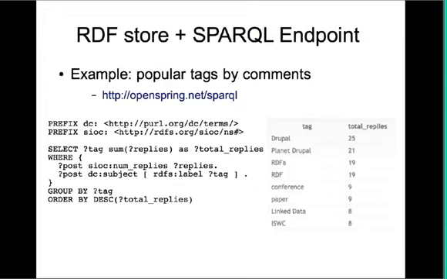So here is an example of a SPARQL query that you can run. This is a query to get a list of tags ordered by popularity, in a sense, or by comments. So it shows the most popular tags that have received the most comments from the articles that I wrote on my blog. If you go to openspring.net/sparql and try this SPARQL query, and select HTML on the right-hand side, you will get the results that you see on the right here.